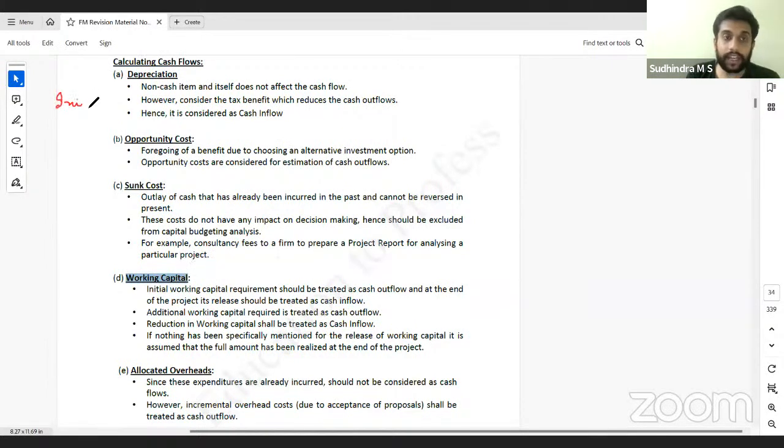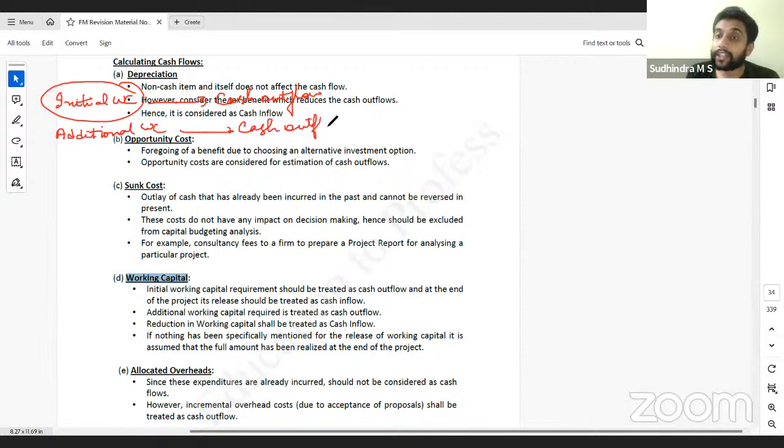Working capital. Now, working capital requirement can be considered in different ways. One is initial working capital. At the starting stage, initial working capital is considered as cash outflow. Initially, whatever working capital we invest in the business. Then, over the life, we might require additional working capital. It will also be considered as cash outflow.